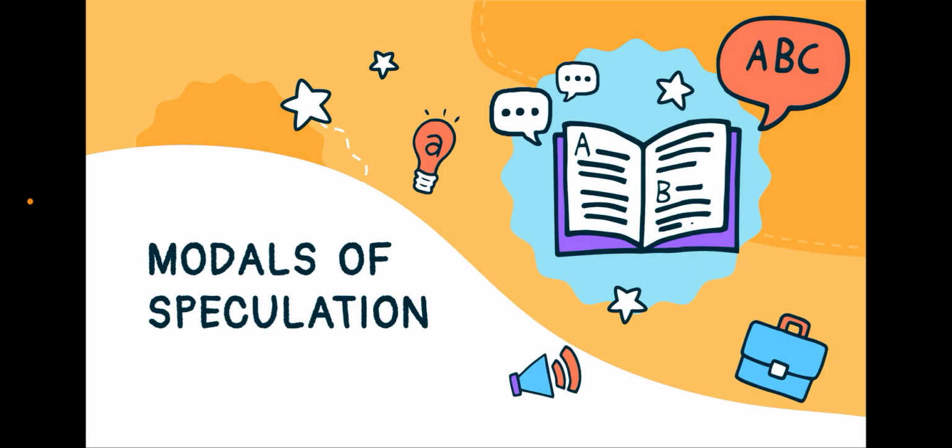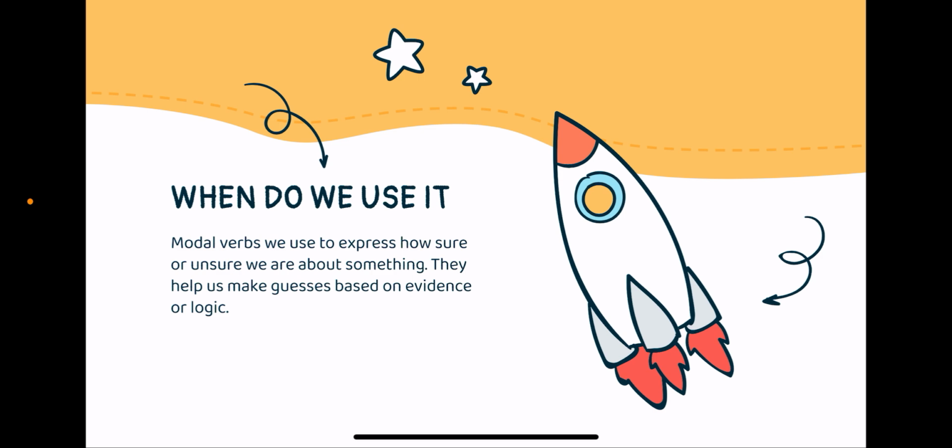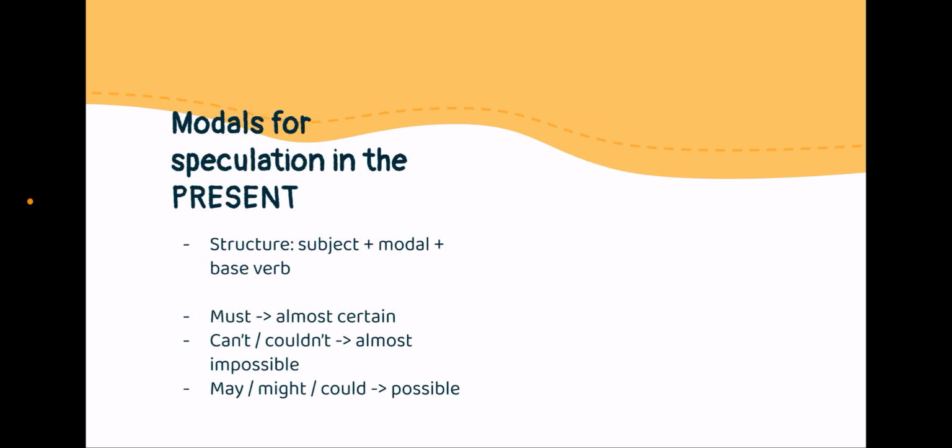I'm teacher Maite, and today we're going to be talking about modals of speculation. So, what are modals of speculation and when do we use them? We use modal verbs to express how sure or unsure we are about something. They help us make guesses based on evidence or logic.